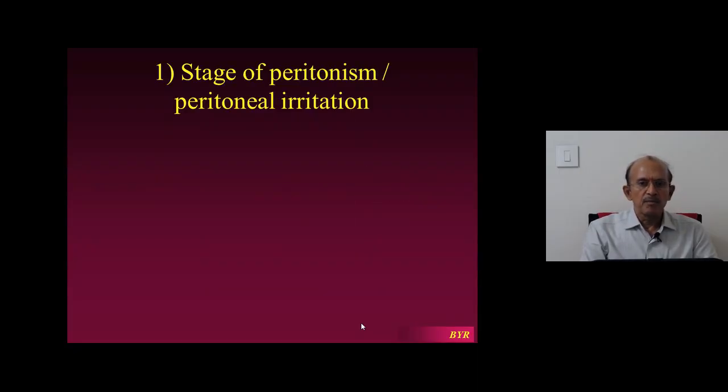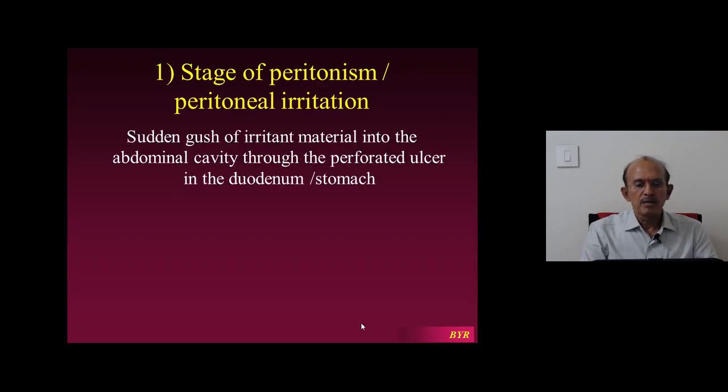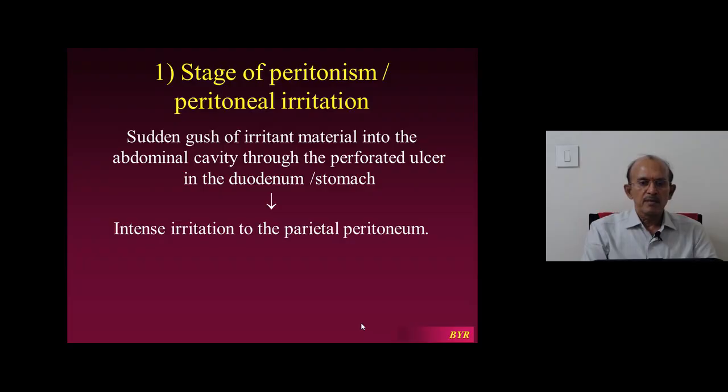So what will happen? The first stage is called the stage of peritonism or peritoneal irritation. There is a sudden gush of irritant material: acid is irritant, food is irritant to the peritoneum, bile is irritant. Whenever there is a sudden gush of these materials into the abdominal cavity through the perforated ulcer in the duodenum or stomach, there will be intense irritation to the parietal peritoneum.